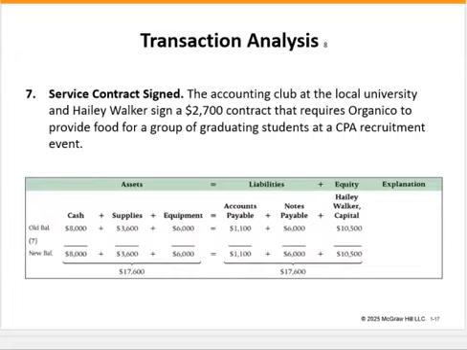Okay. Service contract signed. The accounting club at the local university and Haley Walker signed a $2,700 contract that requires Organico to provide food for a group of graduating students at their CPA recruitment event. Nothing happened. No transaction happened. They just signed an agreement that they'll do something for later. So nothing has happened.